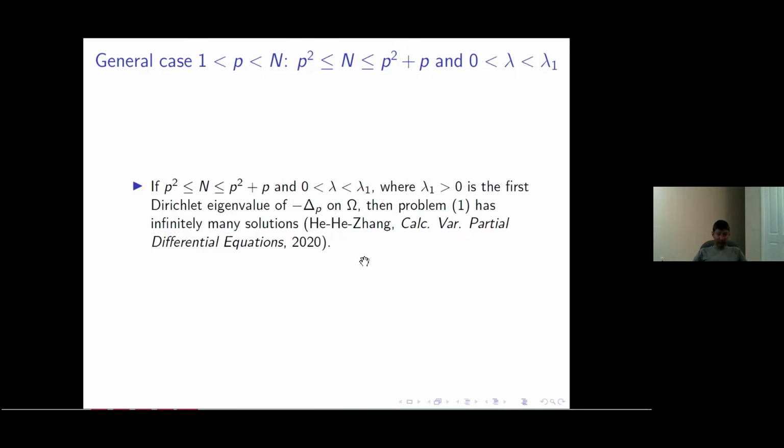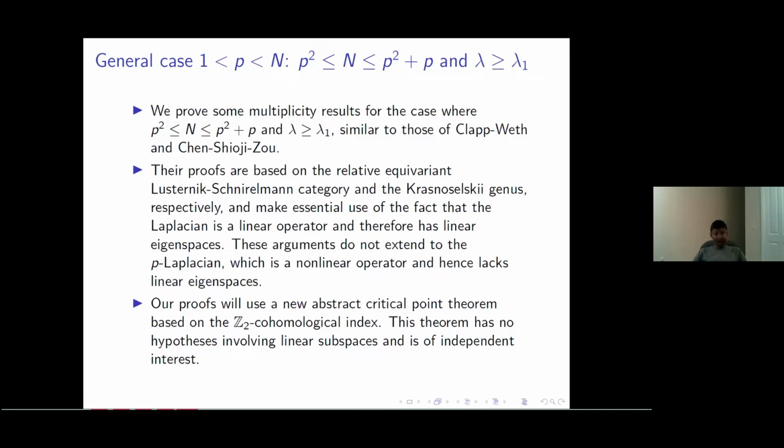So here are the main results that I'm going to present in this talk today. Basically, we are going to prove some multiplicity results for the case where n is between p squared and p squared plus p, and lambda is bigger than or equal to lambda 1. This will complement the known results, and our results will be similar to those of Clapp and Weth and Chen, Xiu, Jin, Zhao.